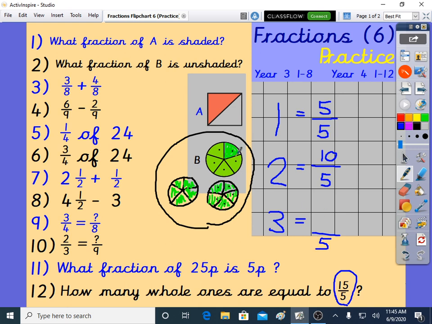How many fifths will it be? 5 here. 1, 2, 3, 4, 5. 6, 7, 8, 9, 10. 11, 12, 13, 14, 15. It's 15 fifths. That's what we were looking for. What did the question say? How many whole ones are equal to 15 fifths? 15 fifths equal 3 whole ones. The answer is 3 whole ones. 3 whole circles is the same size as 15 fifths.